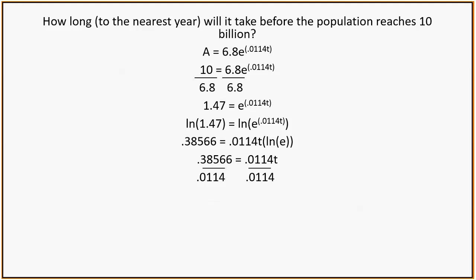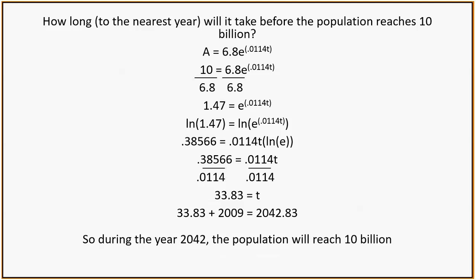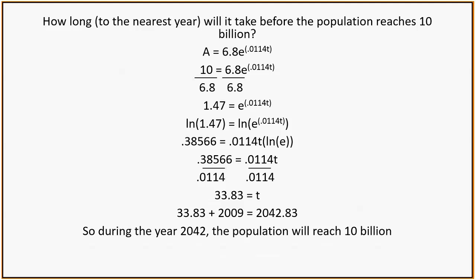Then we divide by 0.0114, and we get t is 33.83. So we know that it's going to take 33.83 years for the population to reach 10 billion. So if we add that to our starting year, which was 2009, that means during the year 2042, the population will reach 10 billion.